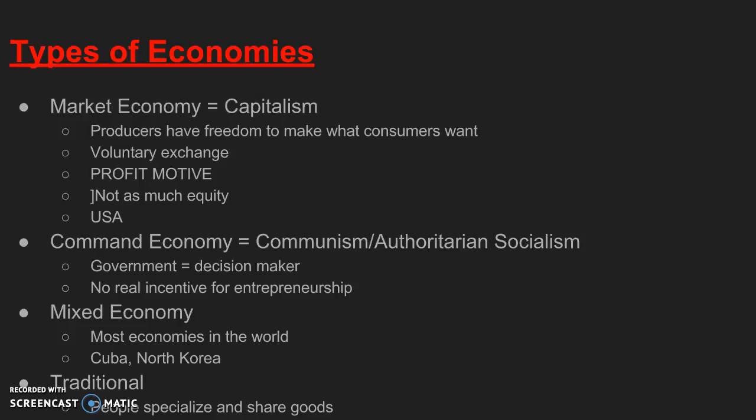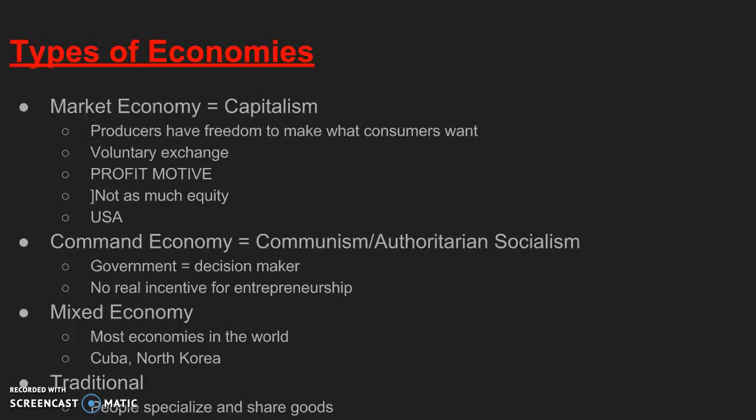Now, market economies are driven by this idea of a profit motive. There's a reason it's in all caps there. Profit motive is a very important part of a market economy. Since producers have a chance to make a profit because they are free to make what they think consumers want, there's that competition that drives them to do as good as they possibly can.